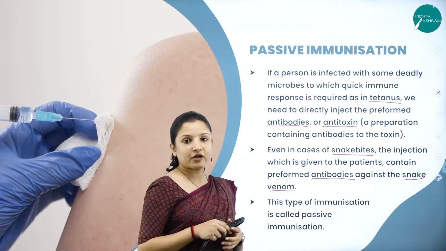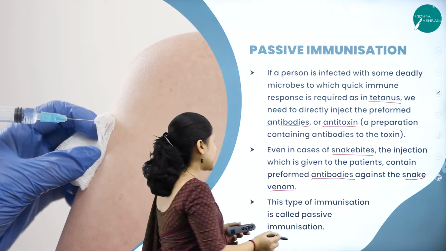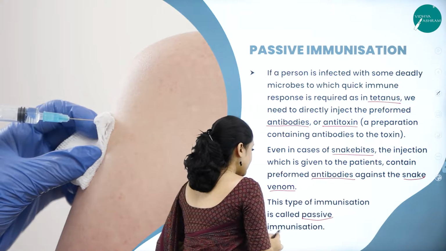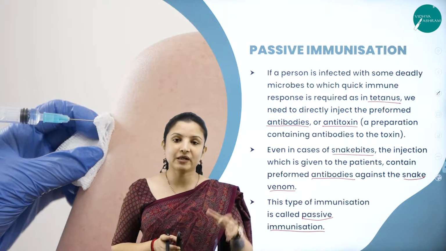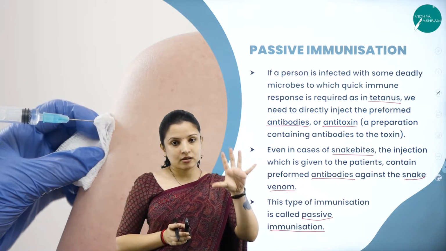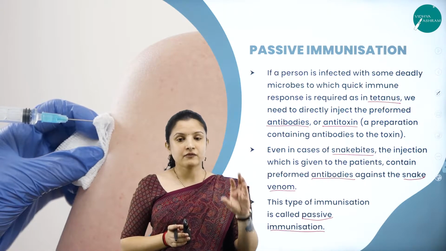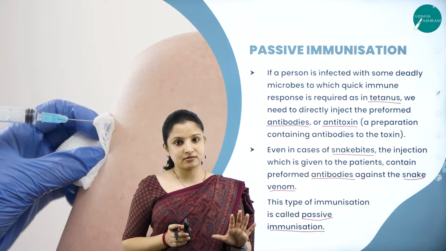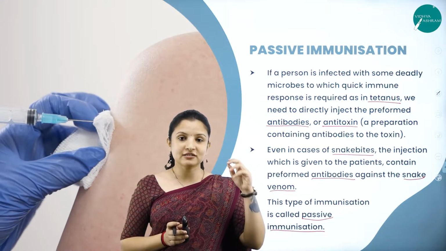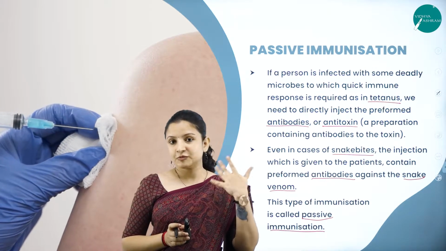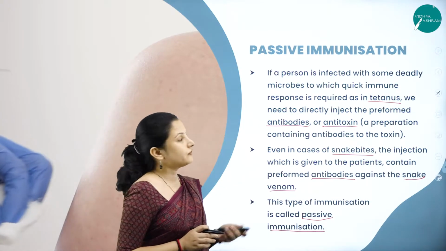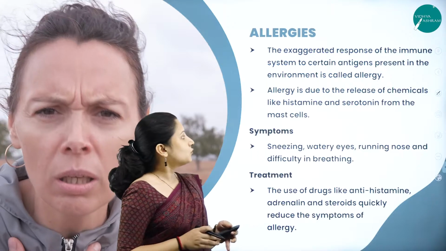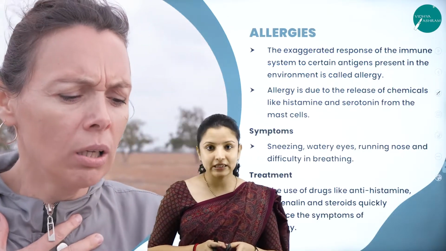So this type of immunization is called passive immunization. What did we understand from this? We understood that passive immunization is nothing but directly giving vaccines which contain antibodies. Therefore, those antibodies very soon will spread in the body and start fighting against the infection. So that is passive immunization. Next, moving on to talking about allergies.